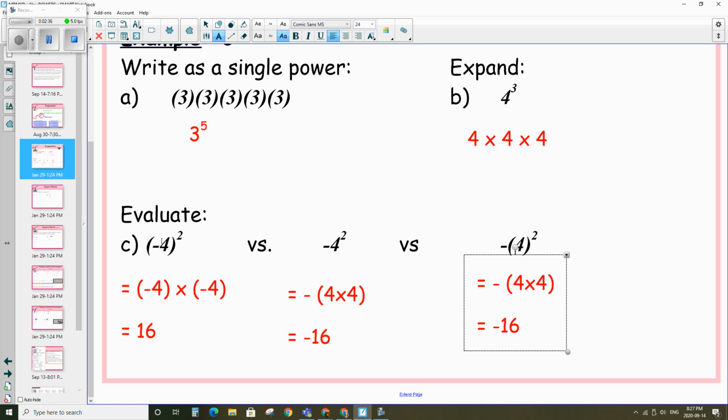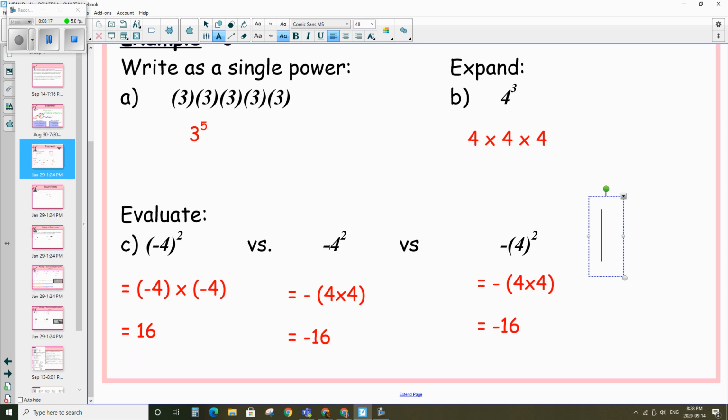Evaluate. What is the difference between having a bracket around a -4 as opposed to no bracket, as opposed to having the negative out front, in front of the bracket? For the first one, since the 2 is outside the bracket, that means the entire thing inside the bracket is going to be multiplied by itself. So this says -4 times -4, which is positive 16. If you're multiplying 2 negatives, you're going to end up with a positive. If the signs are the same, the answer is positive. If the signs are opposite, the sign will be negative.